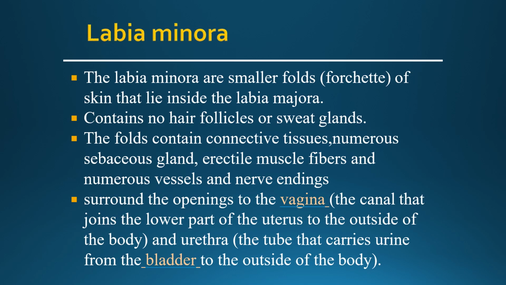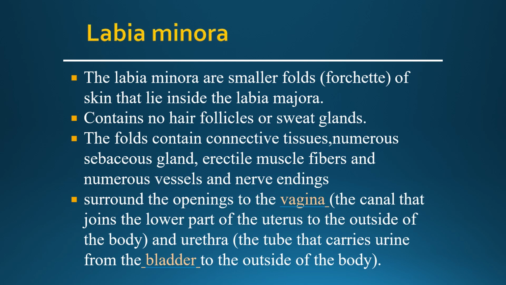The labia minora are the smaller folds of skin that lie inside the labia majora. They contain no hair follicles or sweat glands. The folds contain connective tissue, numerous sebaceous glands, erectile muscle fibers, and numerous vessels and nerve endings. They surround the openings to the vagina, the canal that joins the lower part of the uterus to the outside of the body, and the urethra.